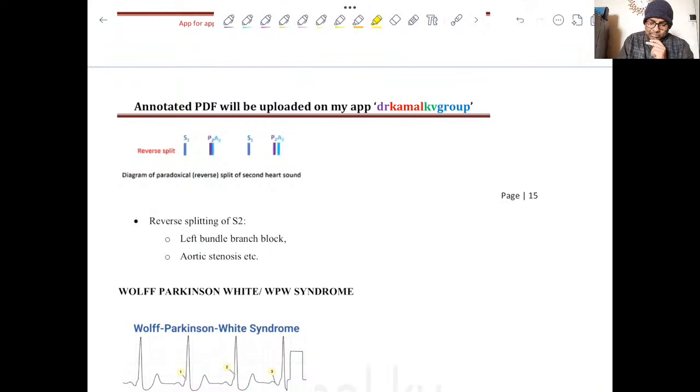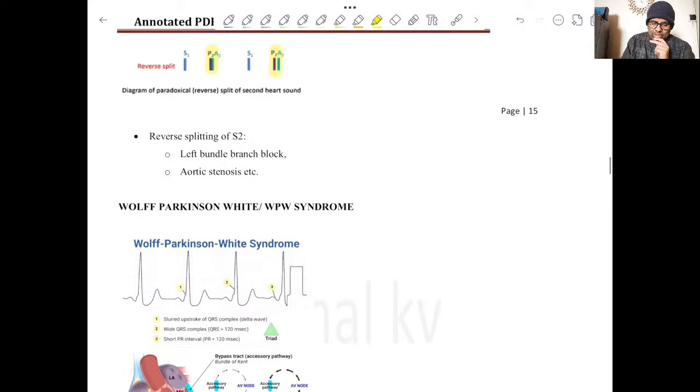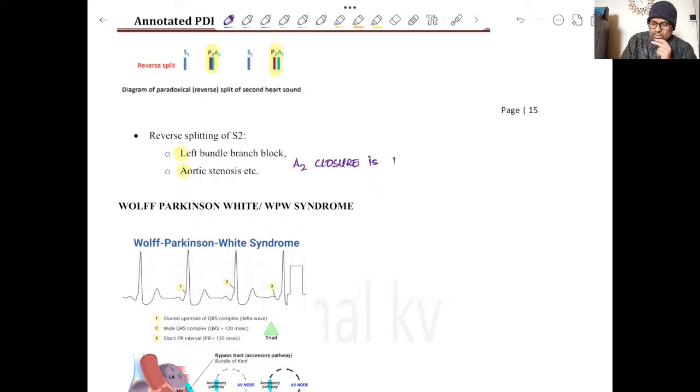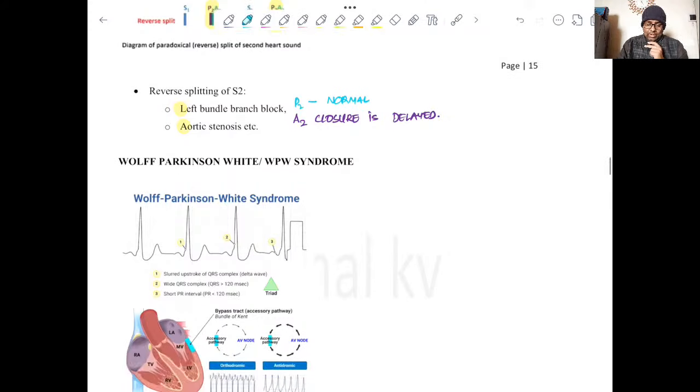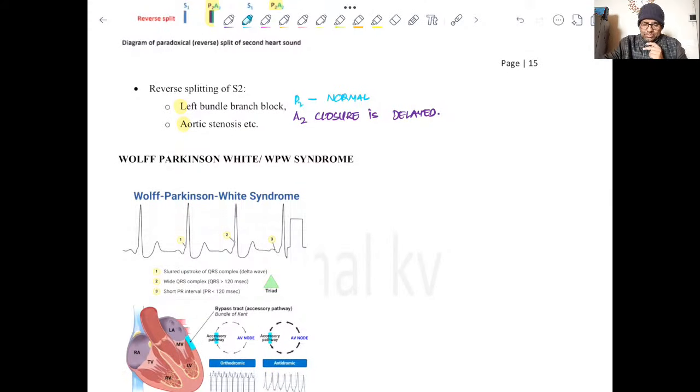So this is the reverse splitting. You can see the P2, A2 configuration of the second heart sound, right? So left bundle branch block, aortic stenosis, it means A2 closure is delayed. P2 is normal. Clear?